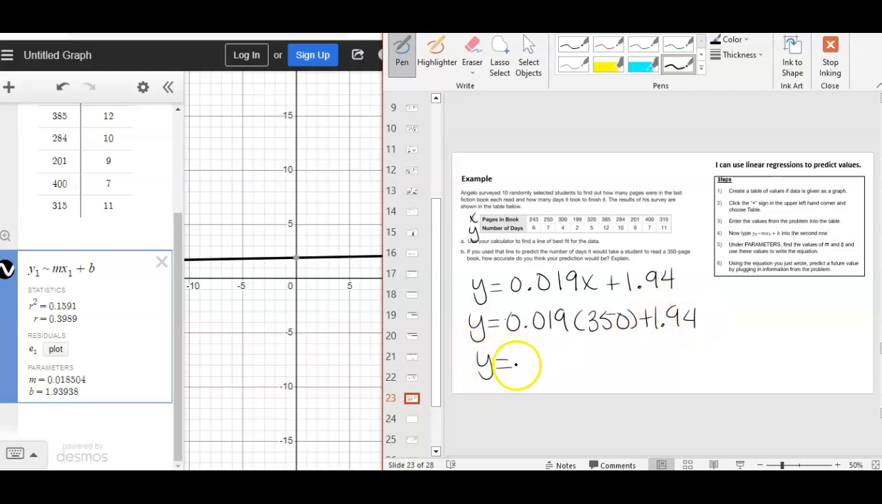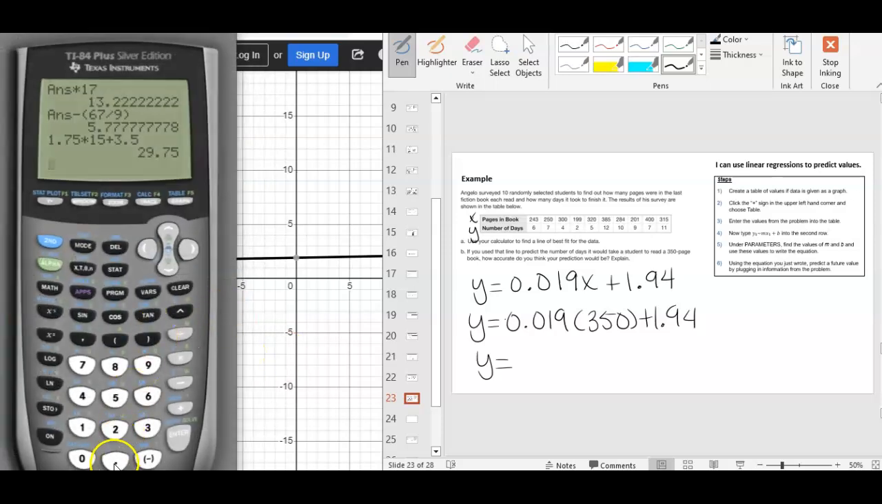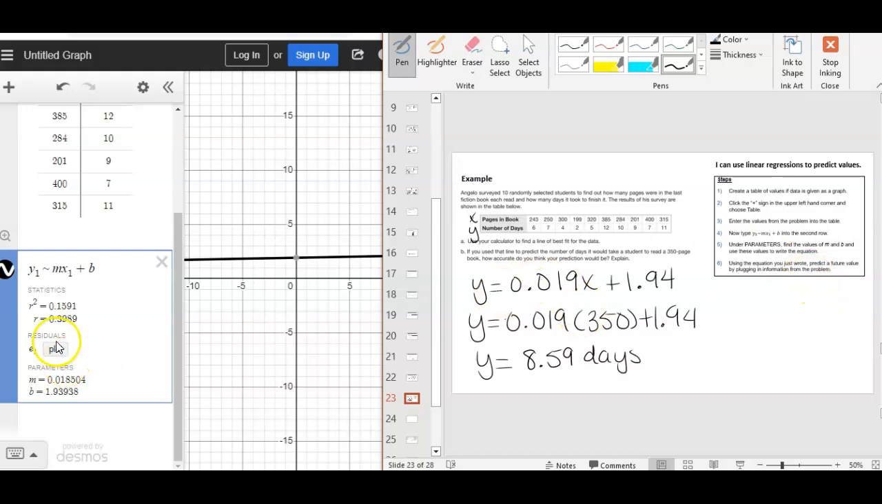So if we just do this on our calculator, we have 0.019 times 350, and then plus 1.94. And when you hit enter, it tells you 8.59. Okay, so about 8.5 days to read a 350-page book. So it's asking us how accurate the prediction is.